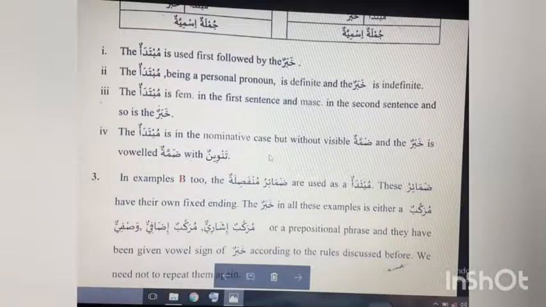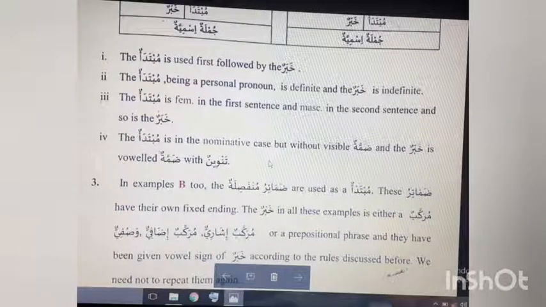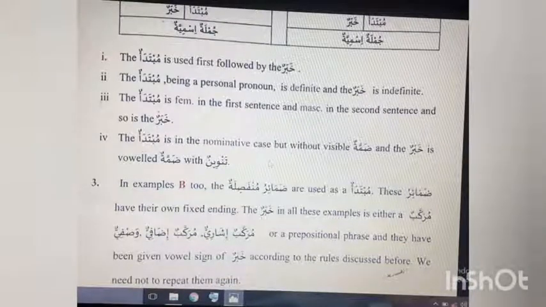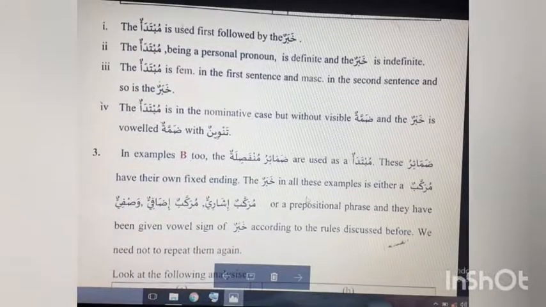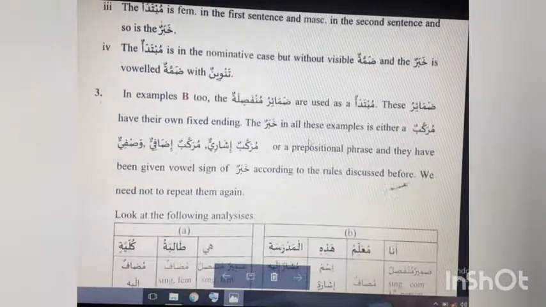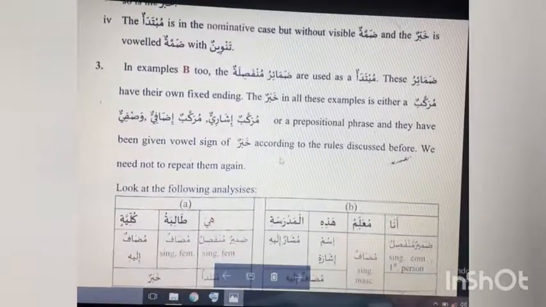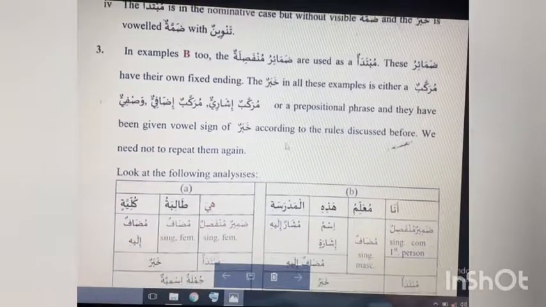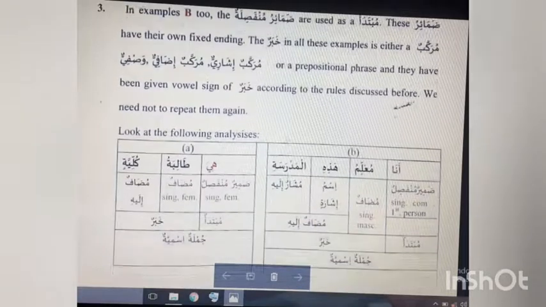In example B2, zamair munfasila are used as mubtada. These zamair have their own fixed ending. The khabar in all the examples is either a murakkab wasfi, murakkab izafi, murakkab ishari, or a prepositional phrase, and they have been given the vowel sign of khabar according to the rules discussed before. We need not repeat them again. Look at the following table now.